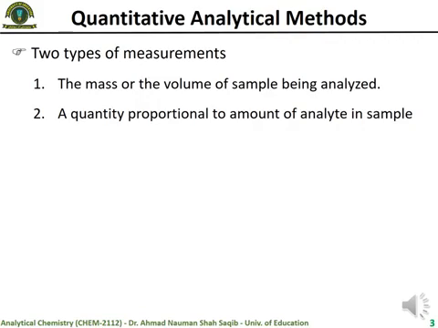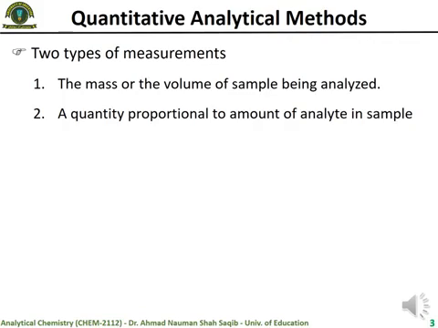So what we mean here is that when you are doing a quantitative analysis, you have to have two things. First is the amount of sample, and second, when you want to know the composition of that sample, that how much of something is present inside it, then you have to decide which characteristic you will use to analyze or quantify that analyte.